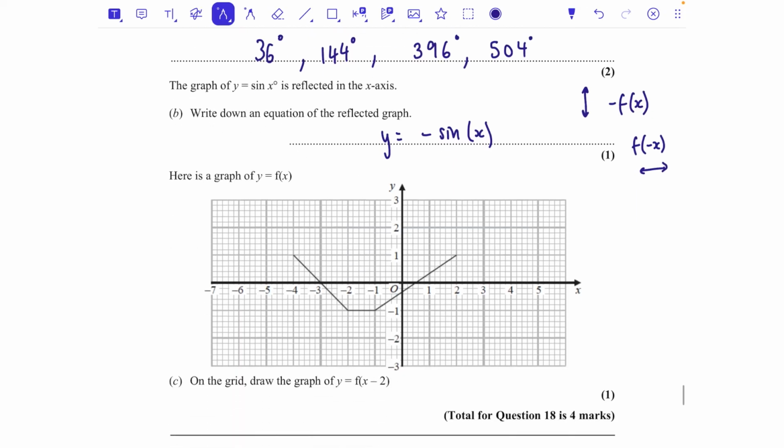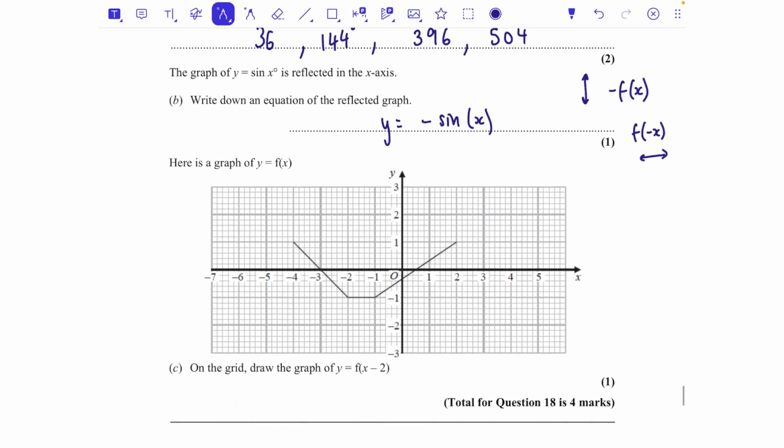Here's a graph of y equals f of x. On the grid, draw the graph of y equals f of x minus 2. Now anything inside the bracket affects the x direction, and it does the opposite of what you'd think normally. So f of x minus 2, anything inside the brackets does the opposite of what you'd think. So this actually goes right 2.